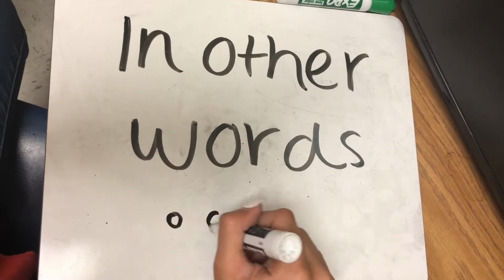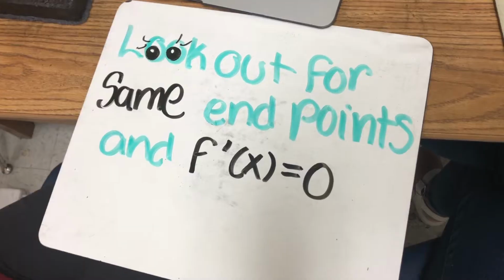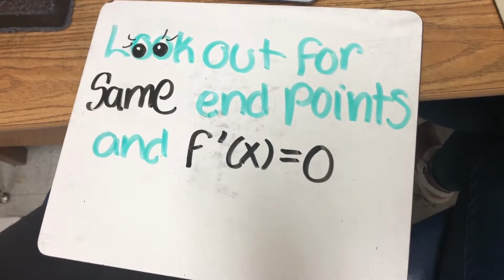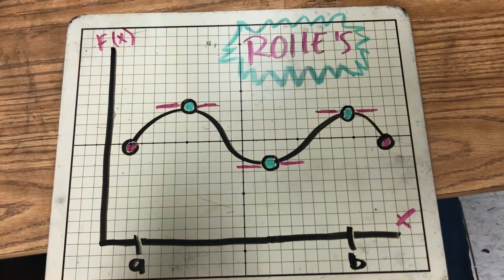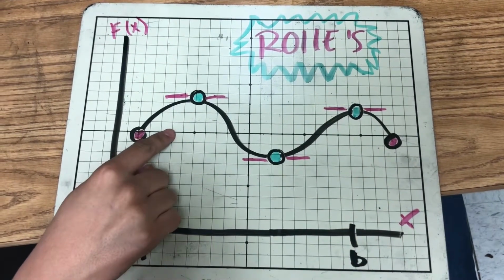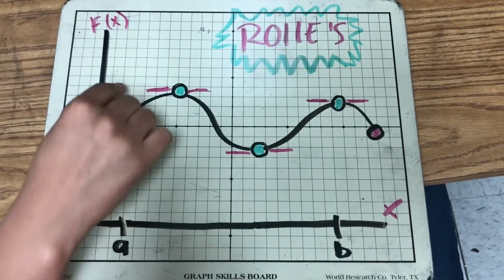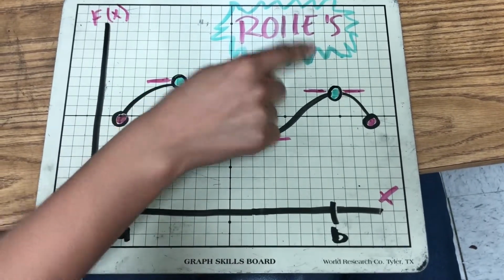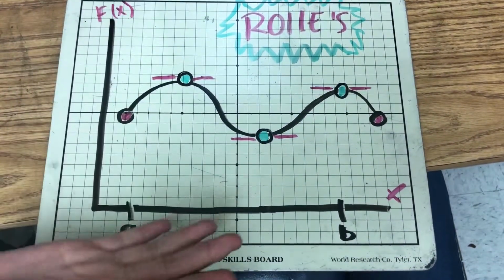In other words, keep in mind to go ahead and look out for same endpoints and when there is a f prime of x that is equal to 0. For Rolle's theorem, we have this graph where there is point A and point B and they are the same. There is a tangent line here, here, and here where f prime of x is equal to 0.